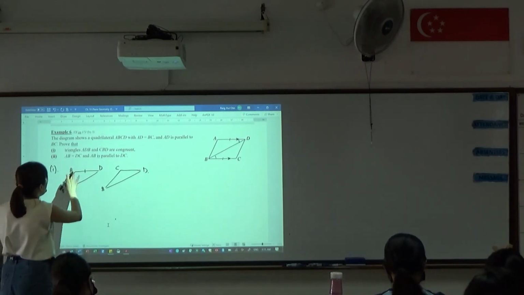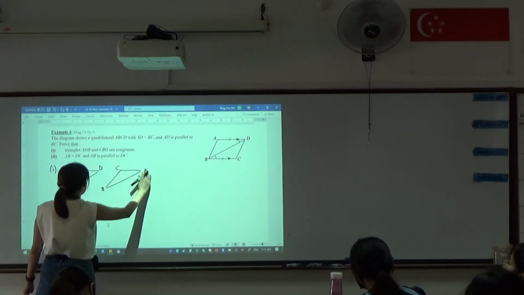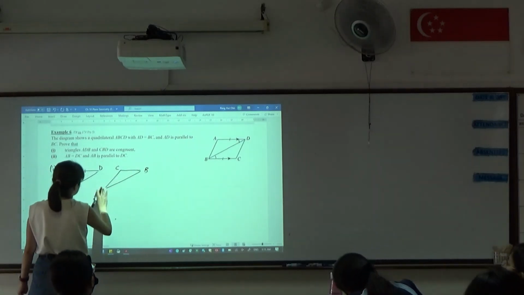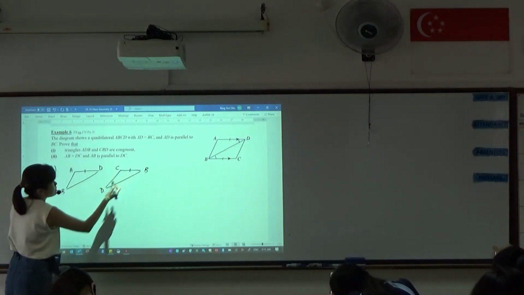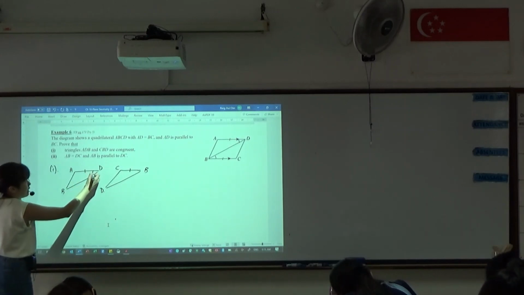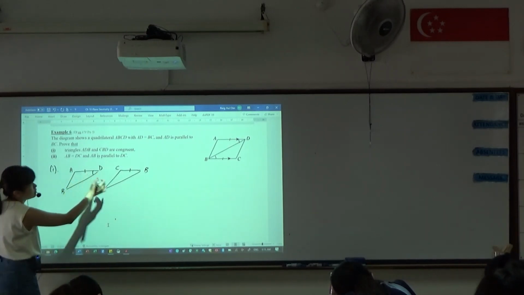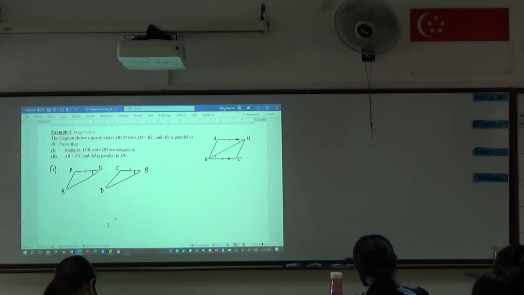I know that AD is equals to BC. So AD is given to be equals to CB, and then we also already know that alternate angles allows us to have this angle equal to this angle. And we observe that BD is actually a common side.